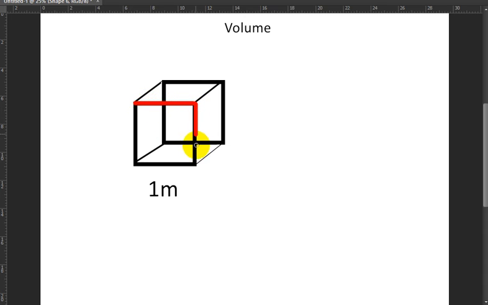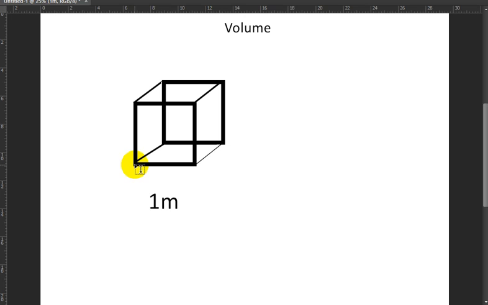So here, here, here, here, all of these lines. All of these lines, and of course the ones in the back as well. In three-dimensional shapes, they are called edges. So these are the edges of the shape. Some edges have special names.